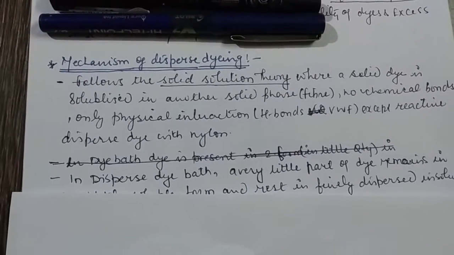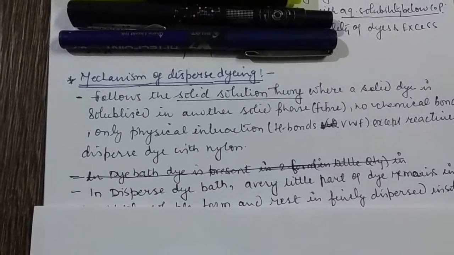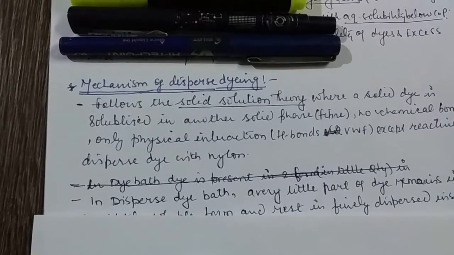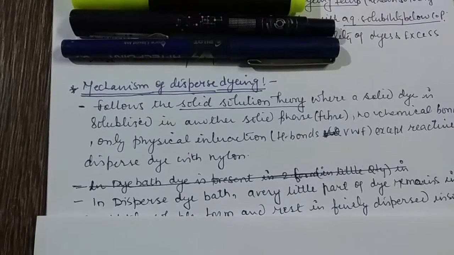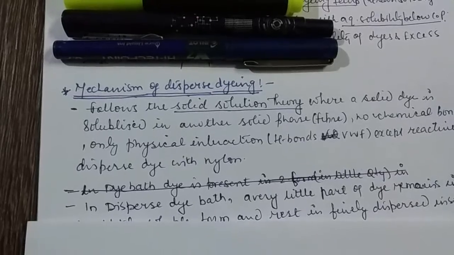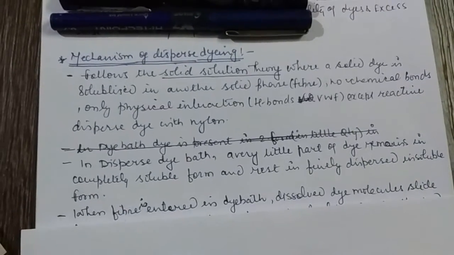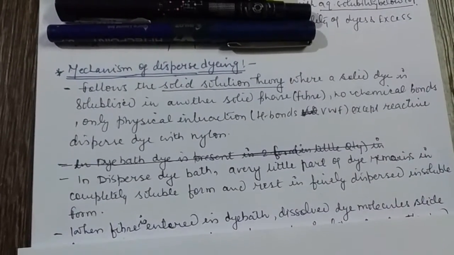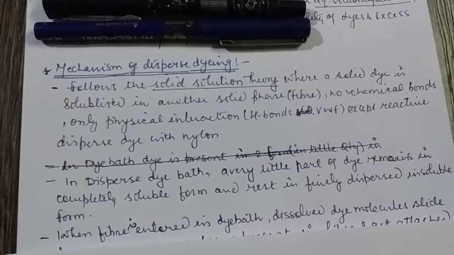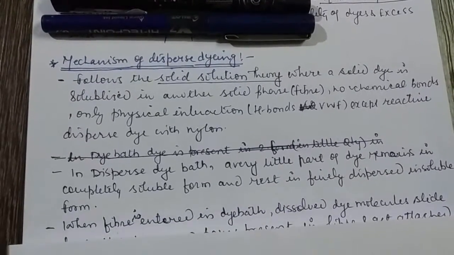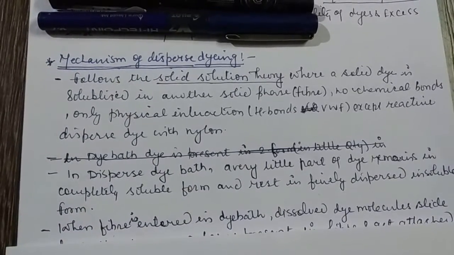In solid solution theory, as you know, solid dye is directly solubilized on another solid surface, that is fiber. That's why we call solid solution theory, which was exactly in dispersed dyeing on polyester fabric process. In dispersed dye bath, a very little part of dye is remain in completely soluble form and rest is finely dispersed in insoluble form. It means when you start the dyeing, dye bath contain a very little amount of dispersed dye which is water soluble, and rest is finely dispersed but water insoluble dyes.